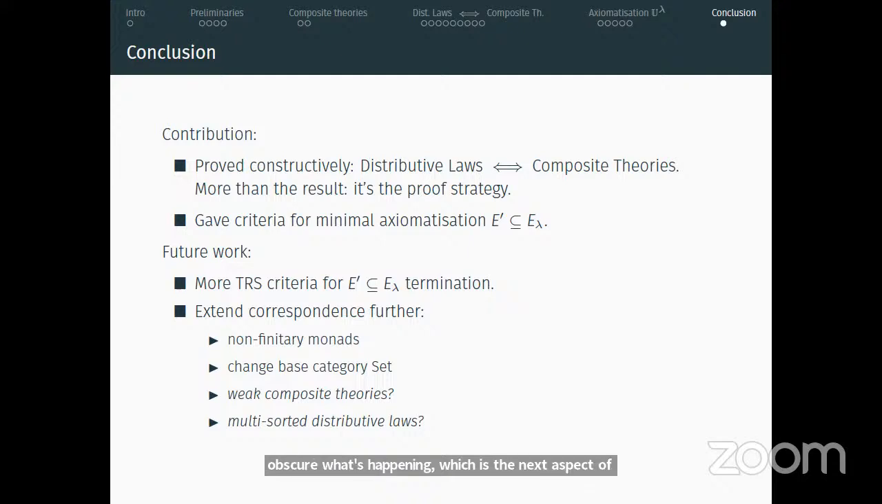So there are weak distributive laws that are worth looking at, or also when you have not only one sort, so multi-sorted algebraic theories, what happens there. These are full leads for extending the correspondence further. The one I'm mostly interested in is the one I started with, in the weak setting. But that's it. Thank you for your attention. That was my presentation.